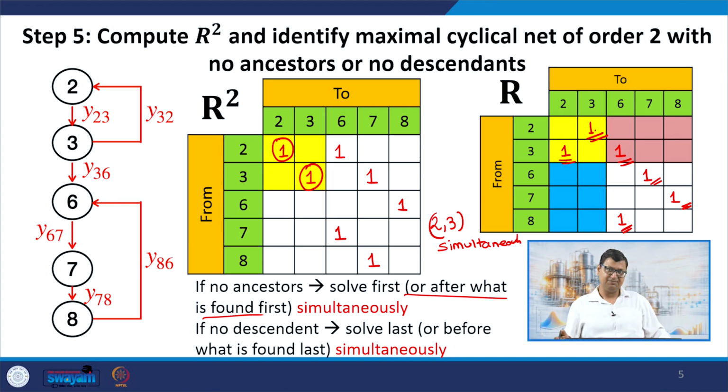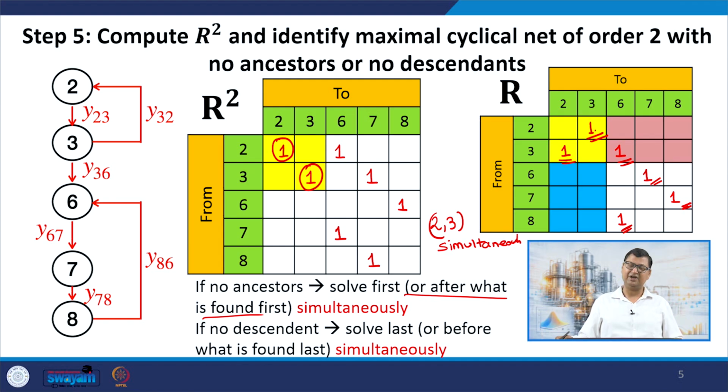So, in summary, we locate using R square the cyclical nets of order 2, which are also going to be maximal, with either no ancestors or no descendants. If there are no ancestors, which is this case, then we will solve it first, or after whatever has been found first, and it has to be done simultaneously because it is a cyclical net. If on the other hand, which is not the case here, we find that this cyclical net does not have any descendants, then we keep it for the last, or before whatever has been found last.